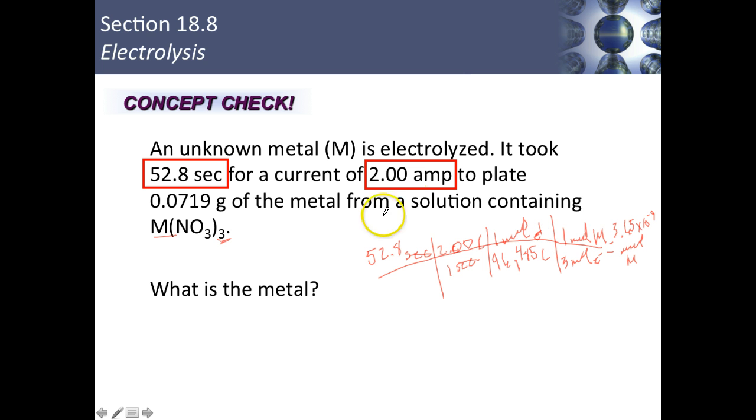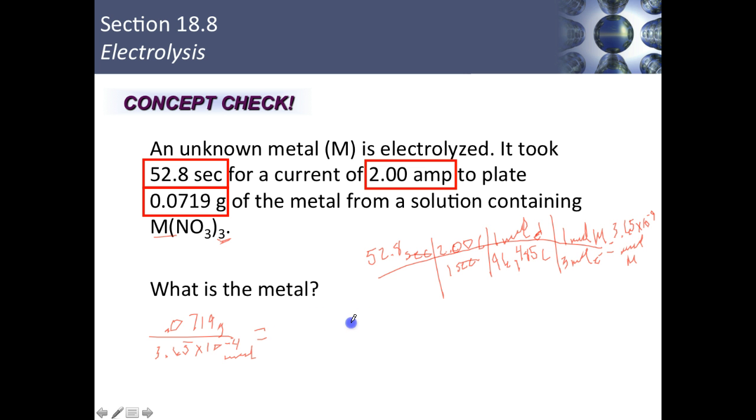If we look at it, it told us that in that time we plated out 0.0719 grams. Well, if I have the number of grams and I have the number of moles, I can figure out what the molar mass is going to be. So, just plugging it in, I'm going to do 0.0719 grams over 3.65 times 10 to the negative 4 moles.